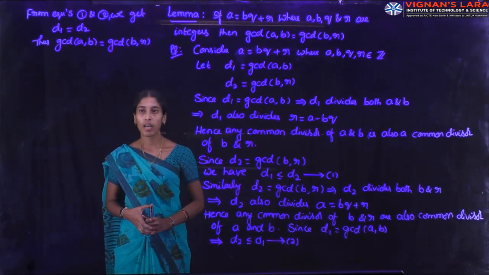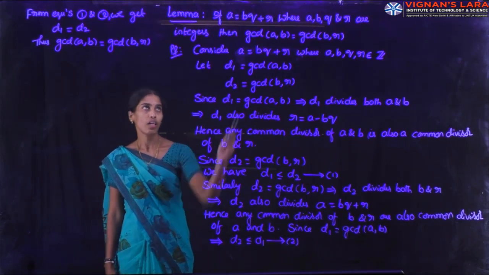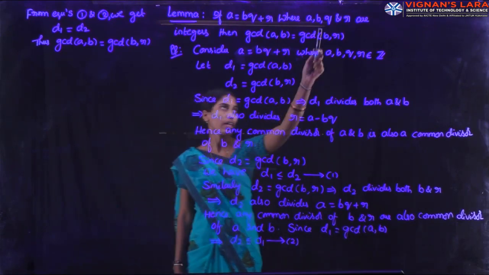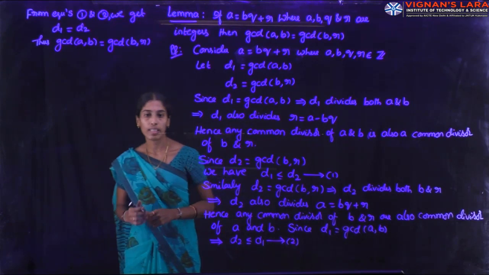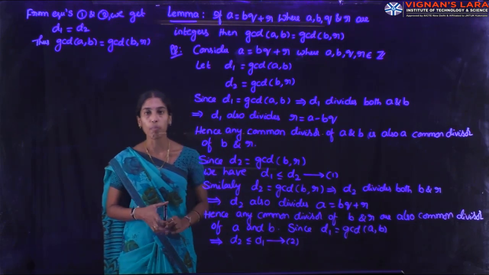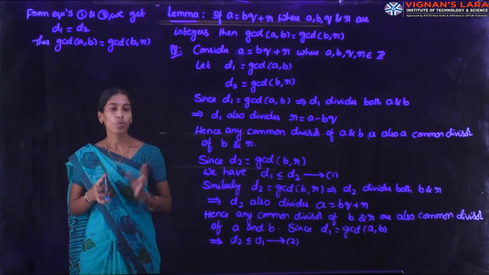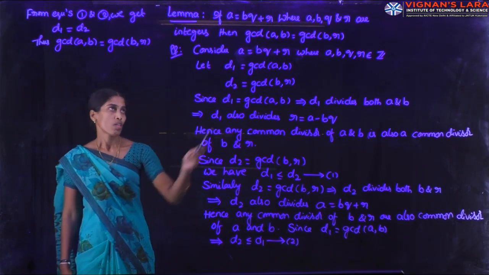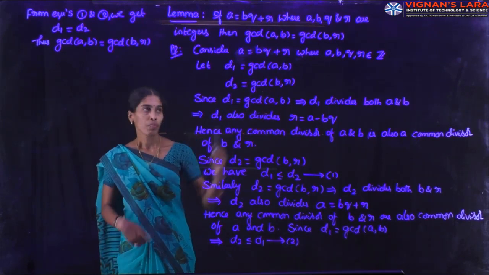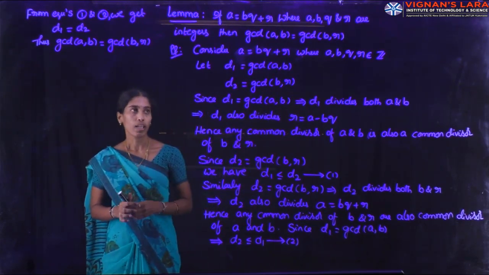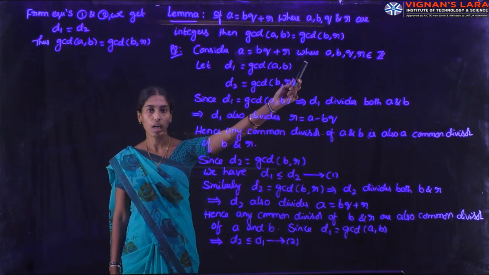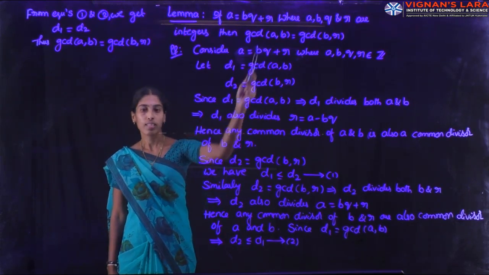Next we see the lemma on GCD, greatest common divisor. If A is equal to BQ plus R, which is the statement of the division algorithm, where A, B, Q and R are integers, then GCD of A comma B is equal to GCD of B comma R. These two GCDs are equal, and we have to prove that. So consider the given statement, A is equal to BQ plus R, where A, B, Q and R are integers. We need to prove that GCD of A comma B is equal to GCD of B comma R.